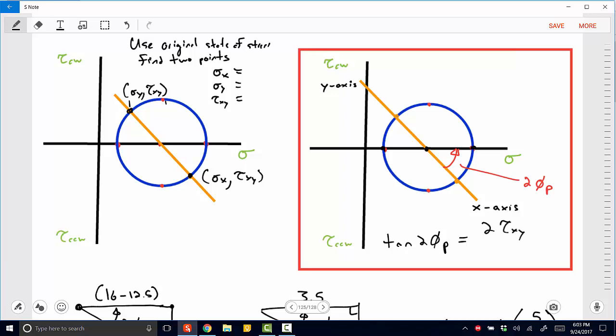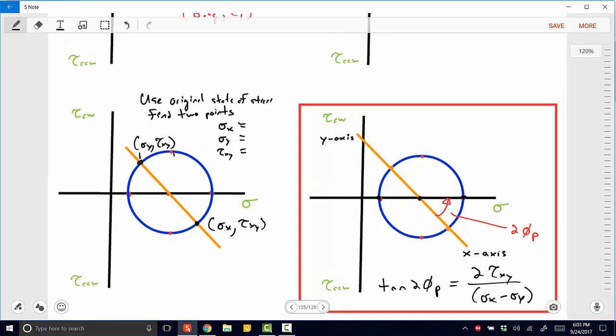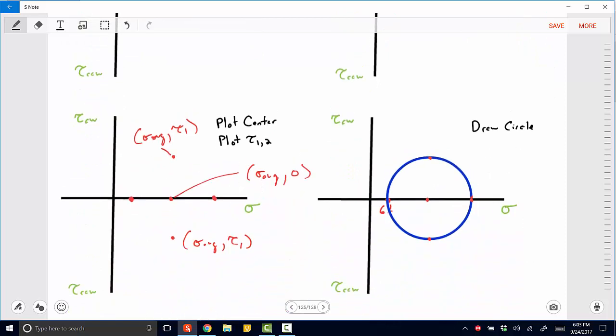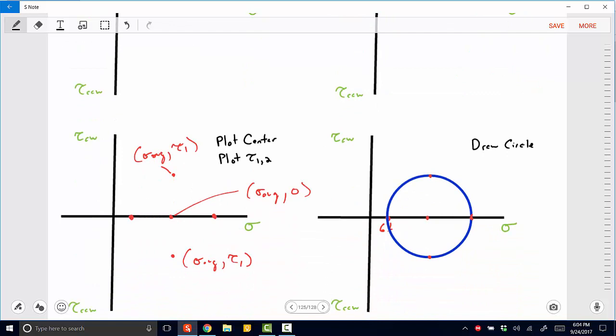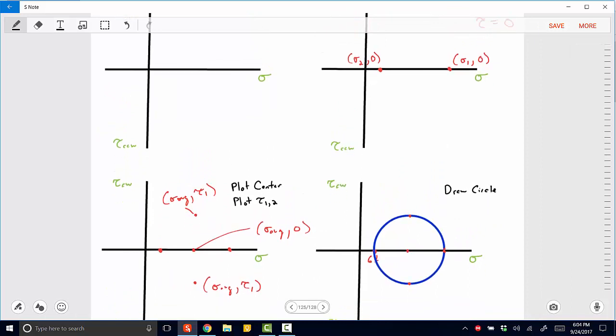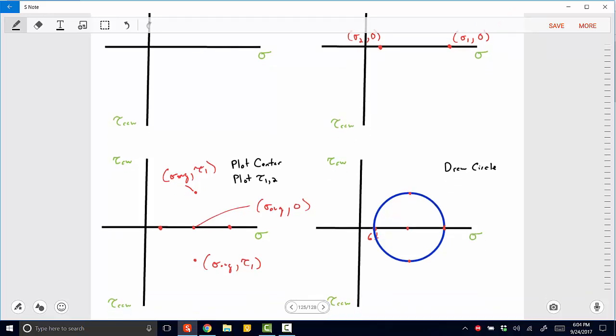2 tau xy divided by sigma x minus sigma y. So this is pretty much the procedure that we're going to follow when we're trying to draw a Mohr circle. And there's variations. You may choose to directly find the center, plot the radius, and then draw a line that represents those points of interest, and then very quickly find these other 4 points. But it's completely up to you. At the end of the day, no matter what approach you take to finding Mohr circle, the circle that you find in the end is going to be identical.